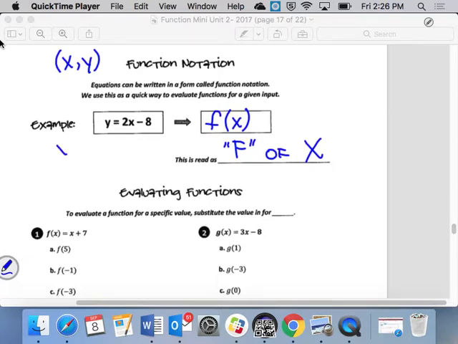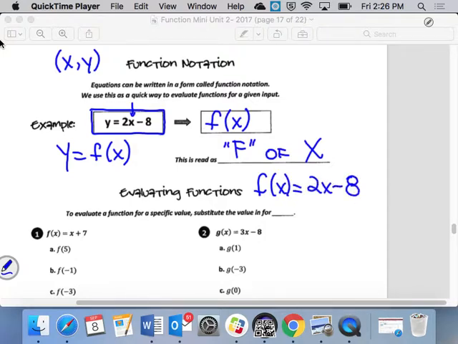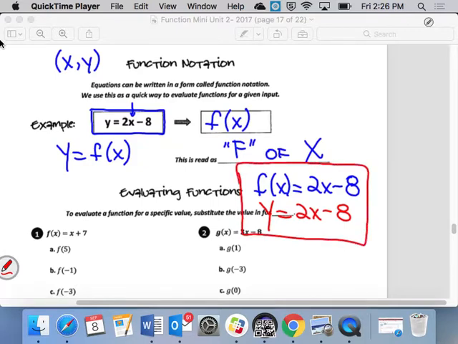Really, y is being replaced by f of x, meaning that this equation is a function of x. So when I look at the equation, the variable that's going to appear in the equation is x. I could rewrite this given equation by saying that f of x equals 2x minus 8. That's exactly the same thing as stating y equals 2x minus 8. So the notation f of x and the variable y are interchangeable. They mean exactly the same thing.